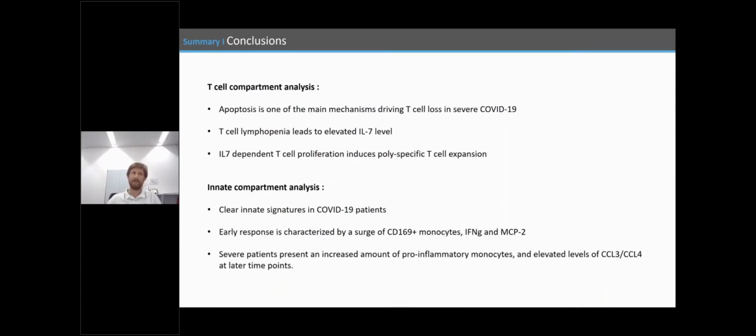The underlying mechanism of the T cell lymphopenia is likely apoptosis, as well as the migration of the T cells into lung tissue. And on the innate compartment, I hope I could convince you that we have a clear innate signature in COVID-19 patients: an early response that is characterized by a surge of CD169 positive monocytes and interferon gamma and MCP2, and the severe patients present an increased amount of pro-inflammatory monocytes and elevated levels of CCL3, CCL4 at later time points.